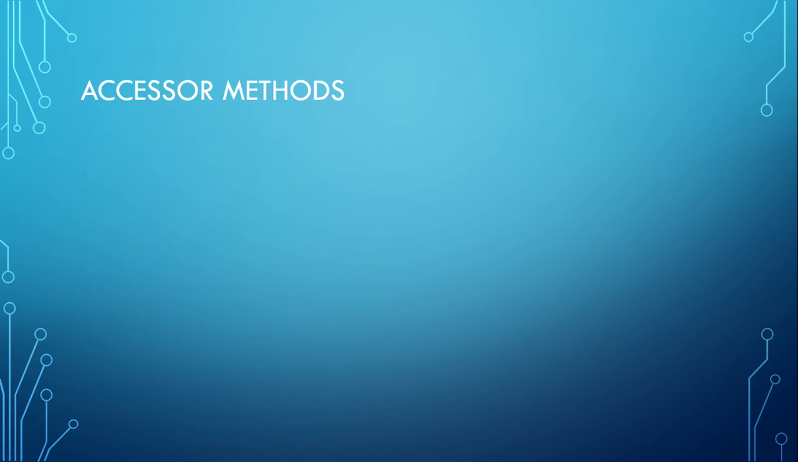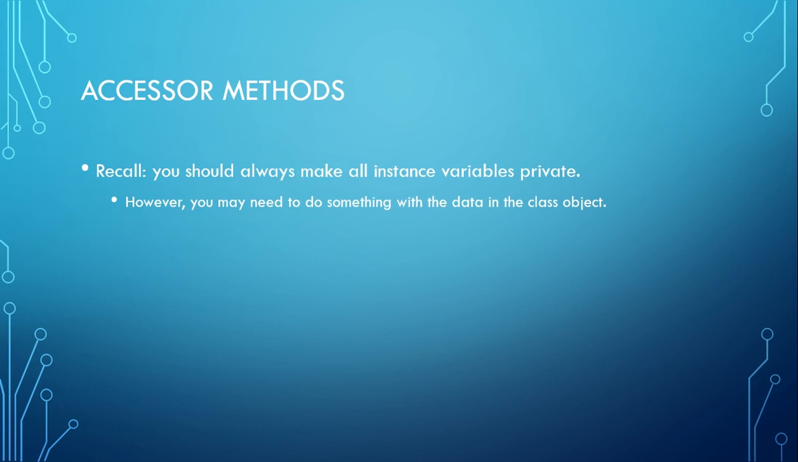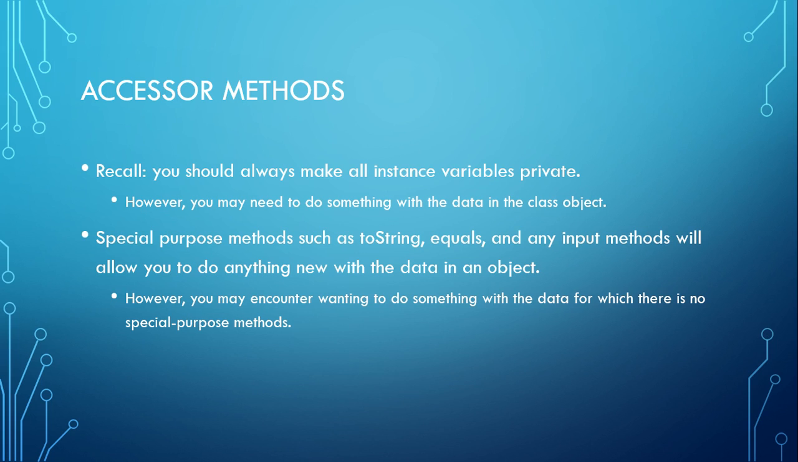So first off, let's talk about those accessor methods. Quick recall: you should always make all your instance variables private. However, you may need to do something with the data in that class object. Special purpose methods such as toString, equals, and any input methods will allow you to do things with the data in the object. However, you may want to do something with the data for which there is no special purpose method. So then how can you do anything with the data that's in that object?